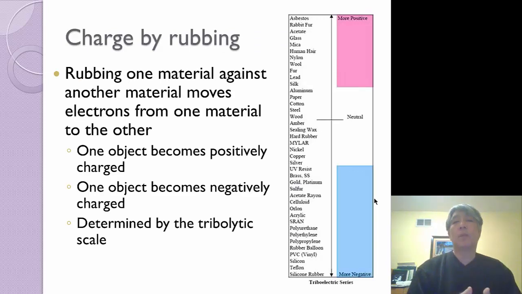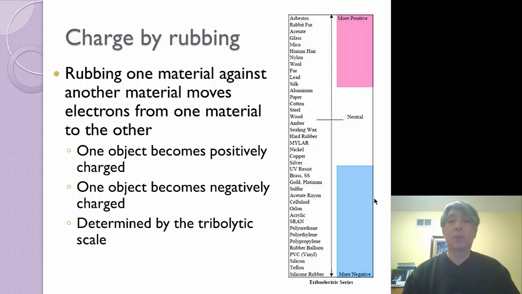Whenever we rub one material against another, there's a chance that one material will give up electrons to the other. The object that receives electrons will become negatively charged, and the object that gives up the electrons becomes positively charged. It's important to realize that this is a zero-sum game because of conservation of charge. Charge is not being created here, it's just being transferred from one object to the other.